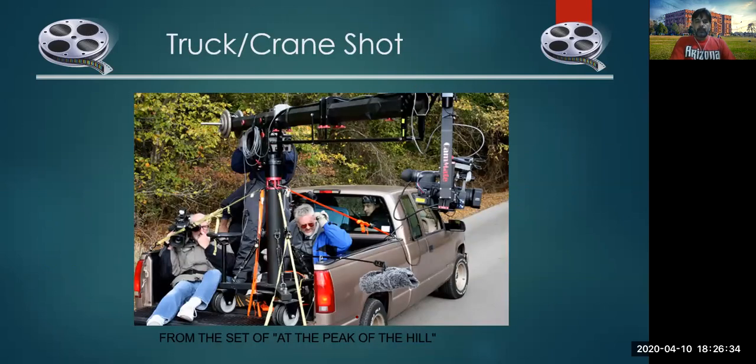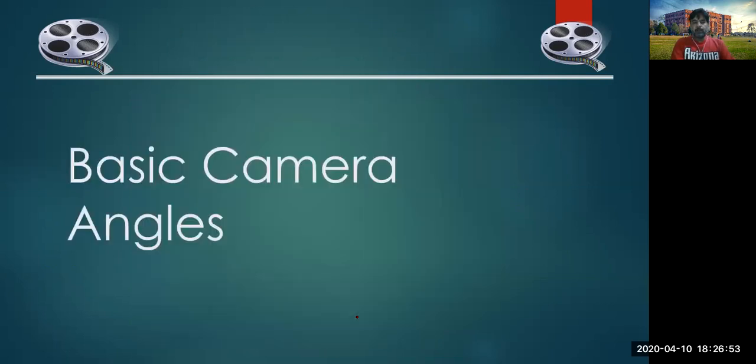Again, you can use a car as well for the tracking, truck or the crane shot. So we call it crane shot as well. You put a crane on your SUV or even on a truck, or even without a truck, you can use your crane. So that is called the crane shot.